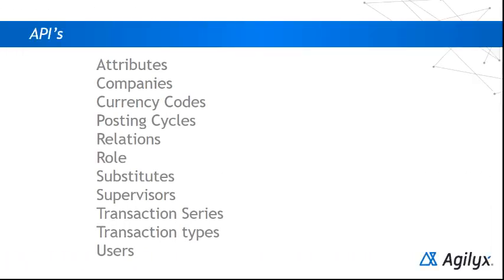The following APIs are available under the endpoints, so you can now communicate with third-party systems with all of these attribute types.